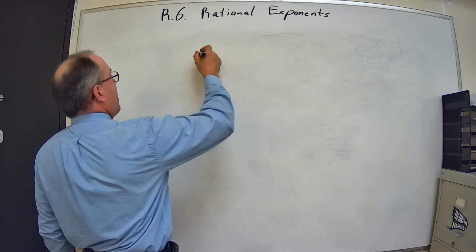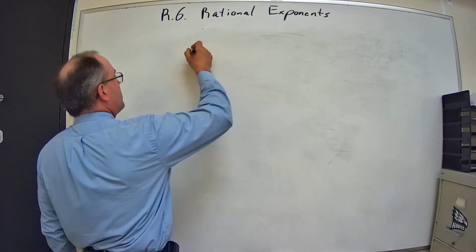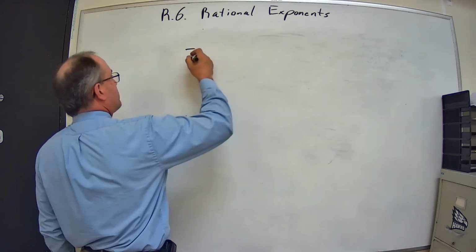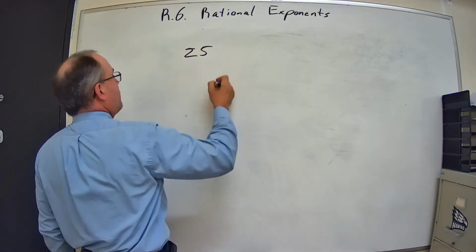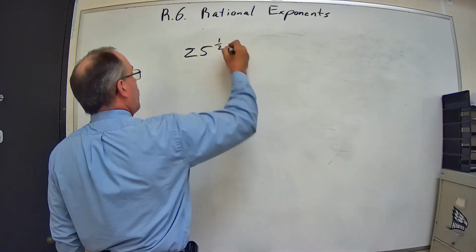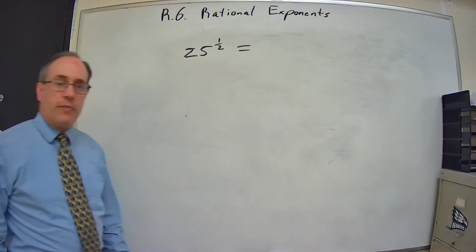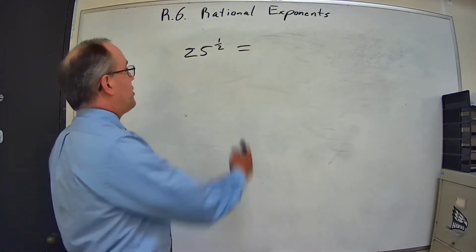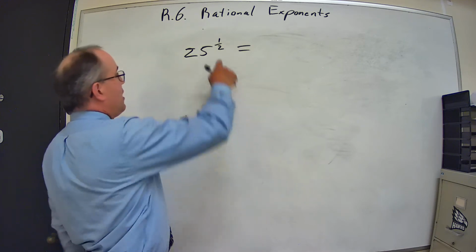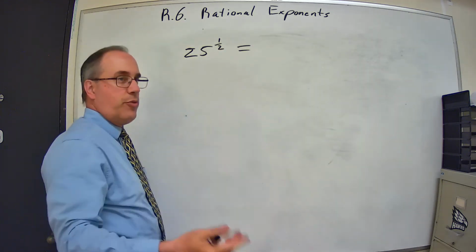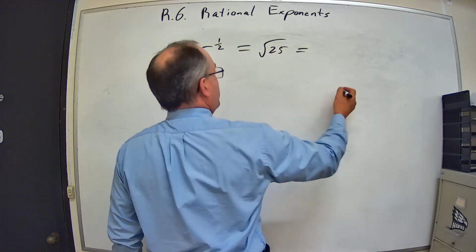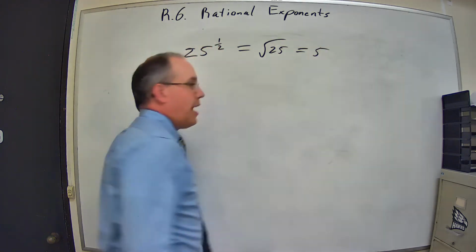What if we have 25 to the 1/2? 25 to the 1/2, well, what's this tell us? Well, this raises it to a power of 1, which doesn't do anything, and we're taking the second root, or the square root of it, so that's the square root of 25, which is equal to 5.